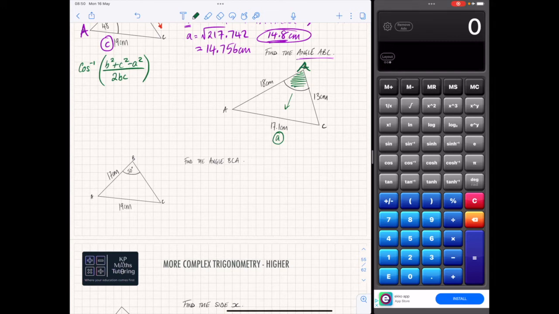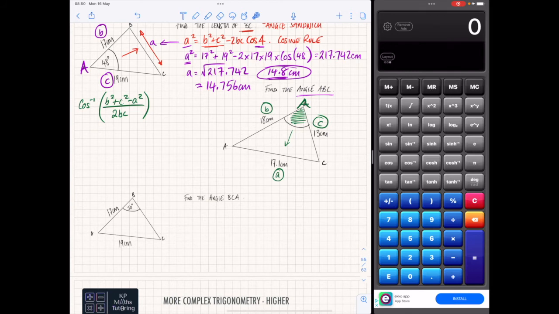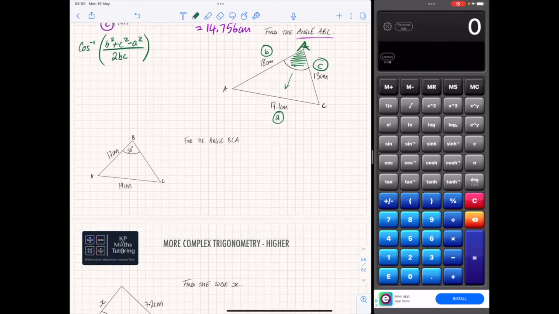Then B and C actually don't matter, as long as, again, like we said with that angle sandwich, your B and C are either side of your angle. So I'm going to call that B, and I'm going to call that C. In the same way as we did here, that was the angle, B and C were either side of it. Okay, so from here, I then just take that information and I substitute it into my formula. So cos minus 1, b squared is 18 squared plus 13 squared minus 17.1 squared, all divided by 2 times 18 times 13. So that would be my formula that I would have.